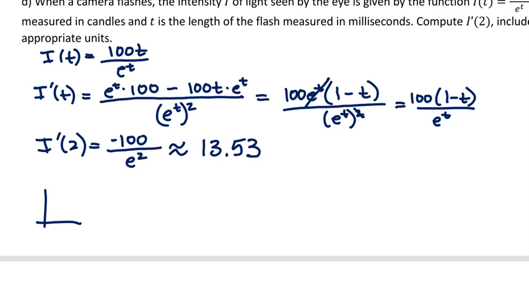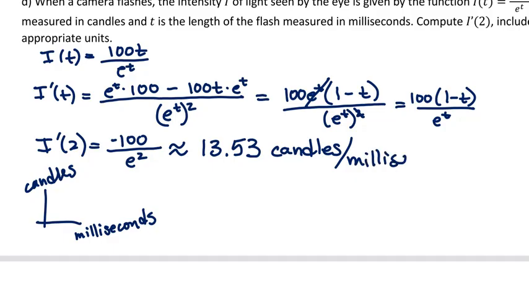So if we think about this function, it's inputting t values, which is the length of the flash measured in milliseconds, and we're outputting the intensity of light measured in candles. So this is telling you how fast the intensity is increasing as the duration of the flash increases. So this is candles per millisecond. So that should give you some variety again and just seeing the quotient rule in the mix of these same types of problems we've been doing.